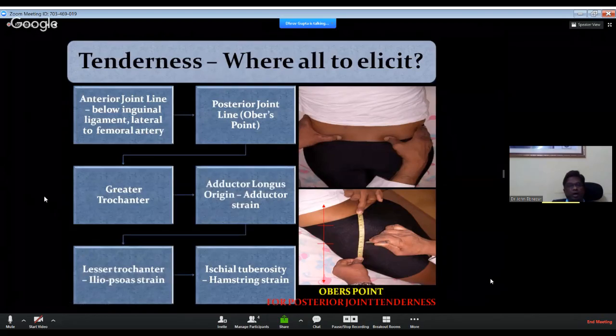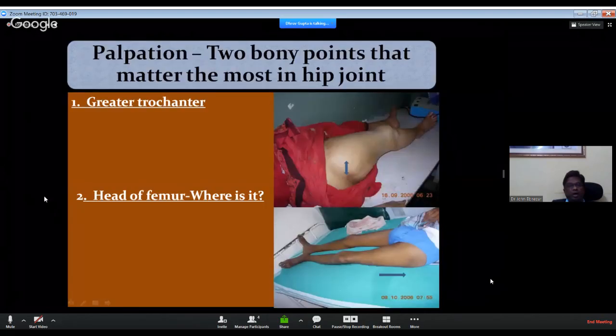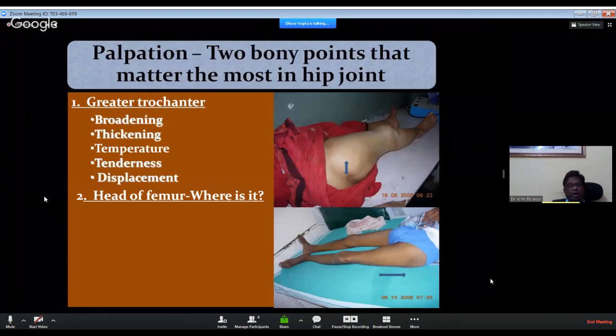Two body points matter the most in the hip joint. One is the greater trochanter, another is the head of the femur. What are you going to palpate in the greater trochanter? You're going to see whether it is broader, thicker, whether there is a local rise of temperature, whether there is tenderness, and whether it is displaced. So these are the things you are going to look at in the greater trochanter.